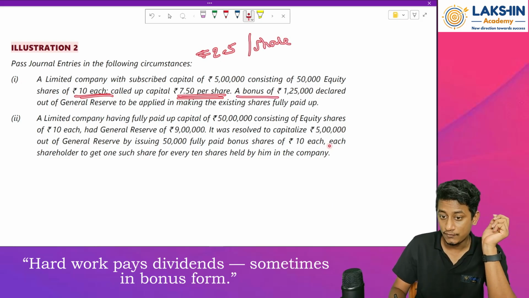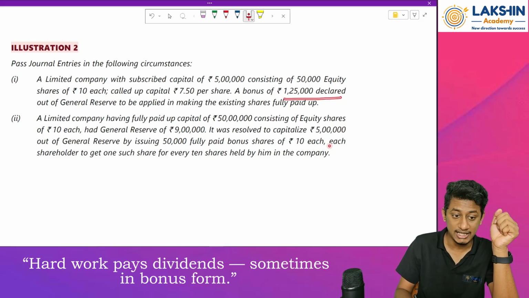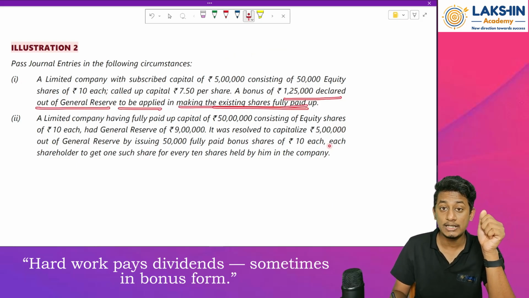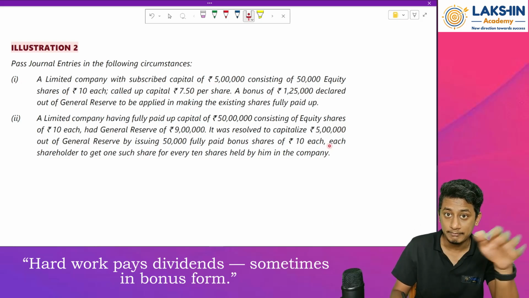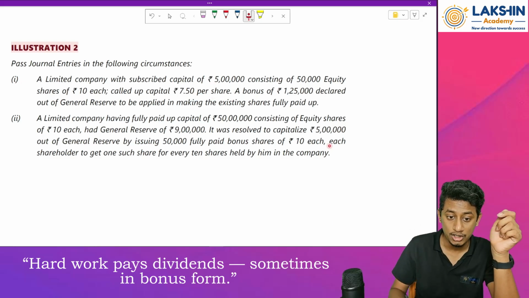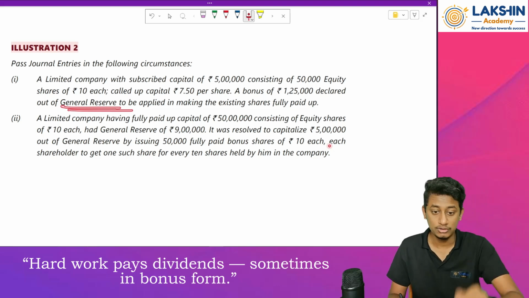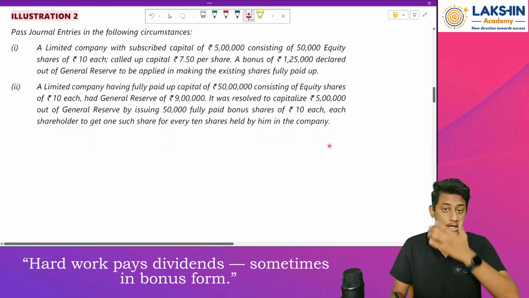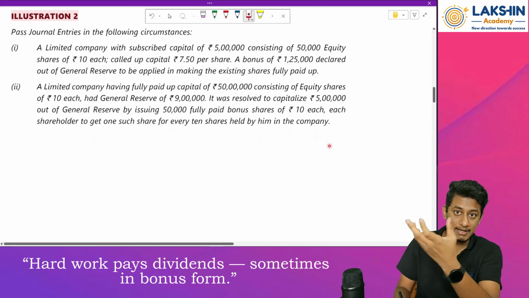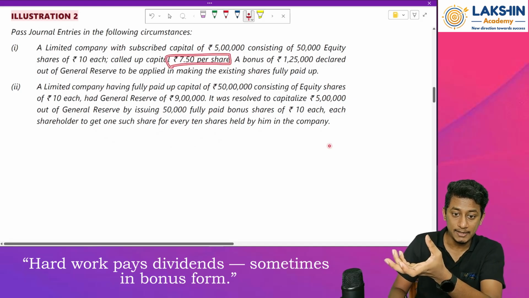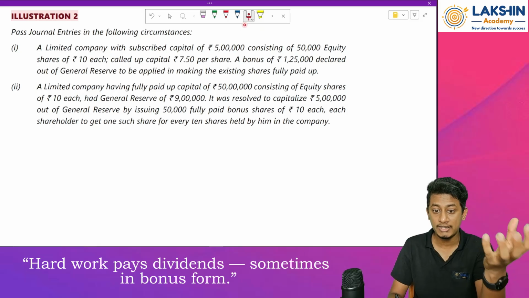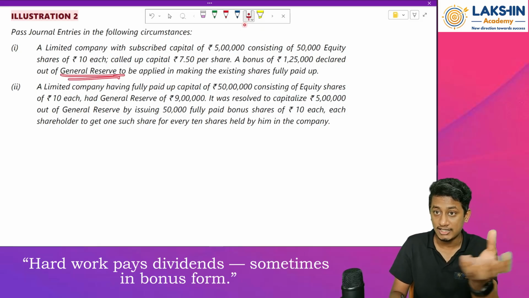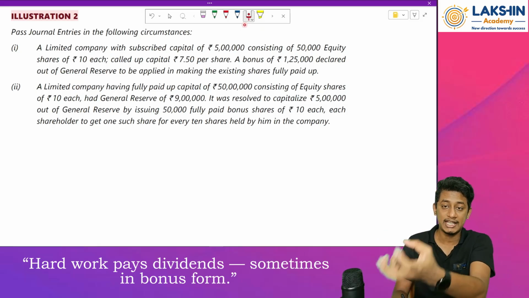So a bonus of rupees 1,25,000 declared out of general reserves to be applied in making the existing shares fully paid up. That means whatever amount is there, they won't be calling it up again, but they will issue it through the general reserves itself. So the entry will be. So first of all, I am capitalizing my reserves to make this share fully paid up. That means rupees 2.5 will be fully borne by the company's general reserves, and they won't be taking any money from the public.